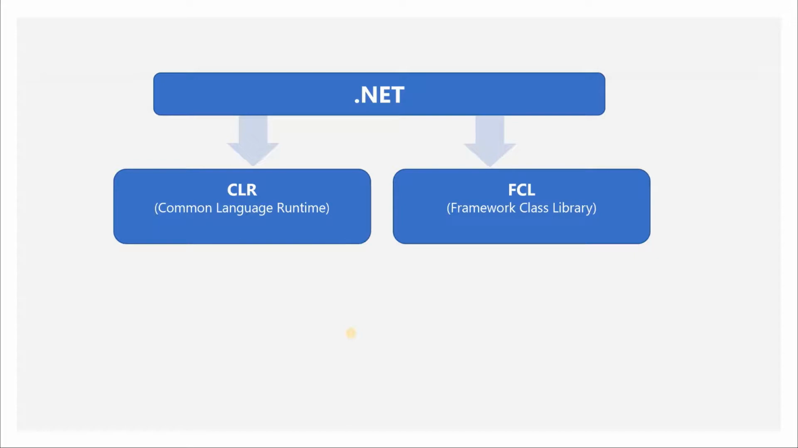Next, we have FCL, Framework Class Library. It is sometimes also referred to as Base Class Library. There are two entities of .NET, CLR and FCL, using which it makes our program run. So the FCL basically consists of many built-in functions. FCL is created just to make the developer's life easier.